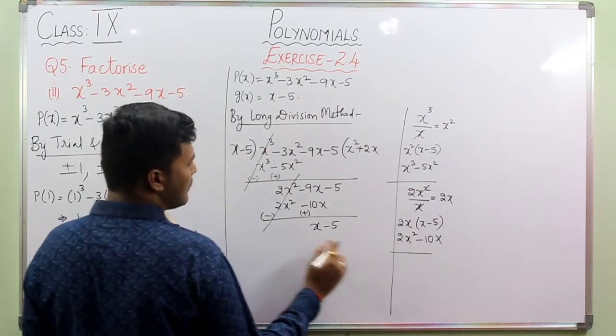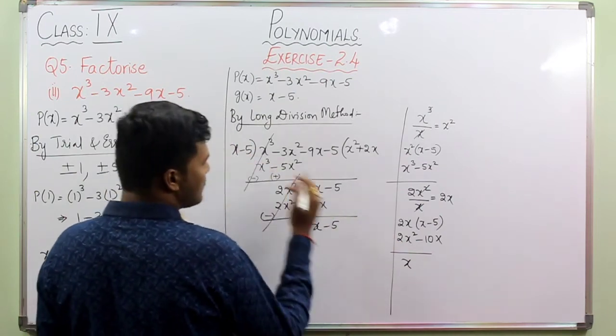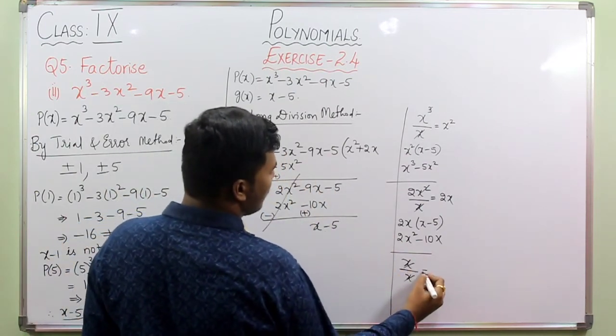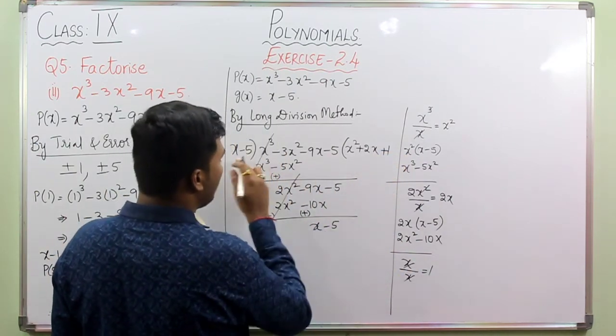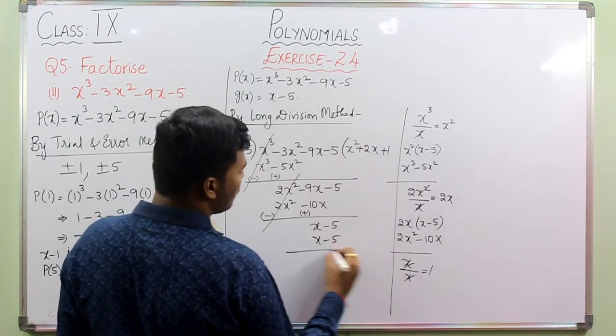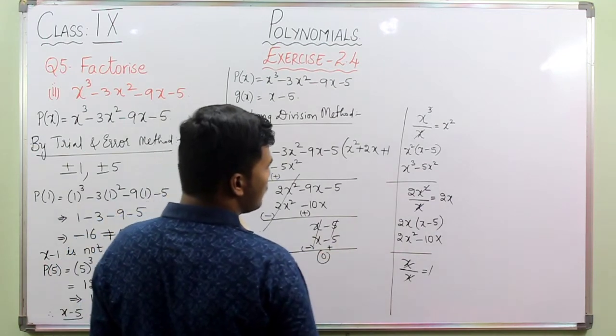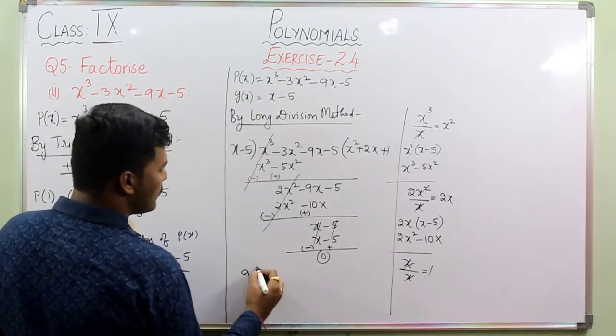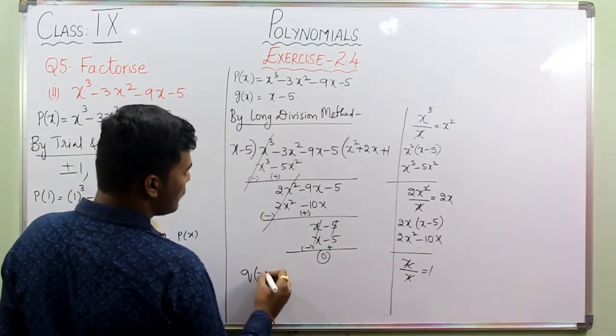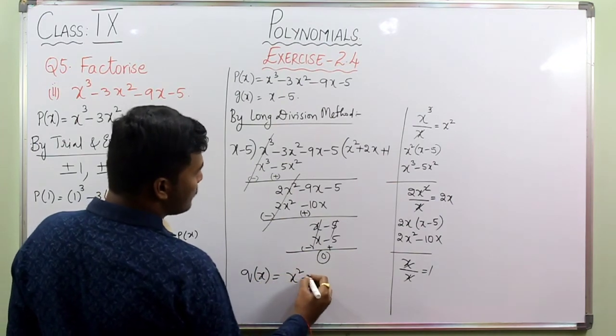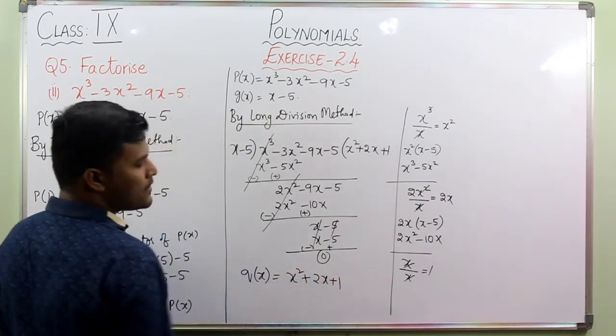Again with the first term, that is x. Here the first term is again x. You will get 1. So plus 1 into x minus 5 will become x minus 5. Change the symbols, minus plus. So both will get cancelled. So therefore, what is the quotient now? Remainder is 0 and the quotient q of x is x square plus 2x plus 1.